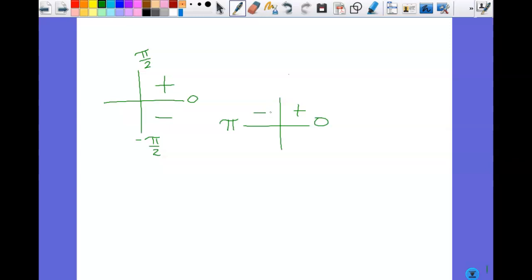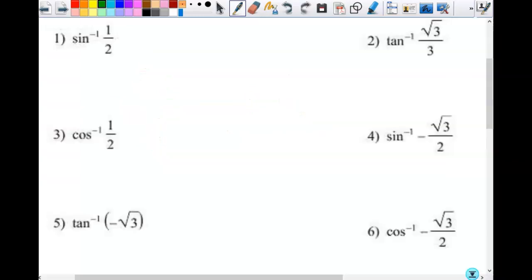Does that make sense? If your sine, cosine, or tangent value is negative, then the angle is either in the fourth quadrant for sine and tangent or in the second quadrant for cosine. And that's kind of the gist of all of that. So when we look at these, sine inverse of 1/2, that is a positive value. It is a first quadrant angle. What is the sine inverse of 1/2?